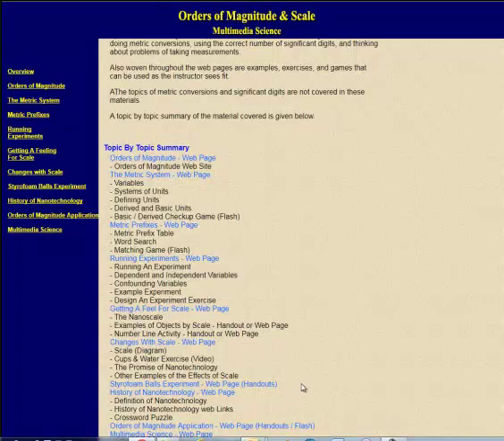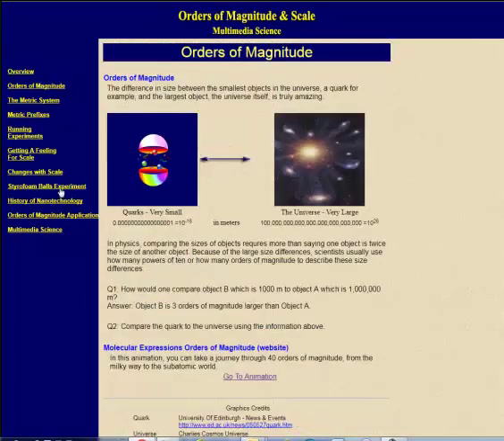So let's just take a look at some of the pieces of the orders of magnitude and scale materials. First of all, there is an overview with links, so you can see that what I've talked about here is all listed.